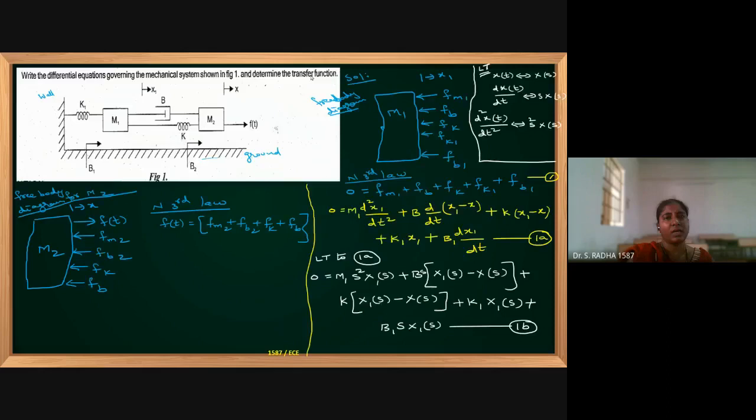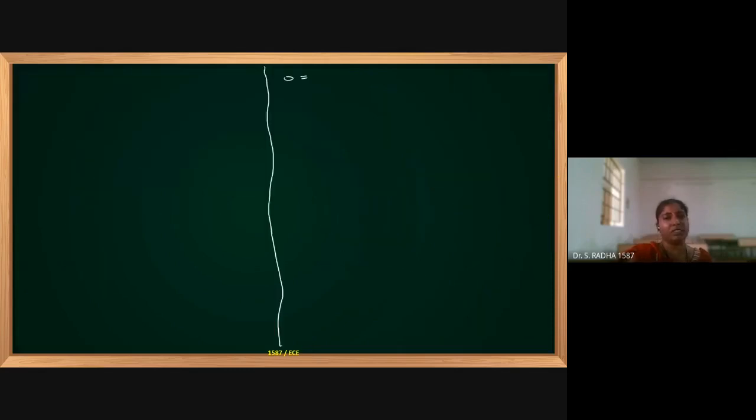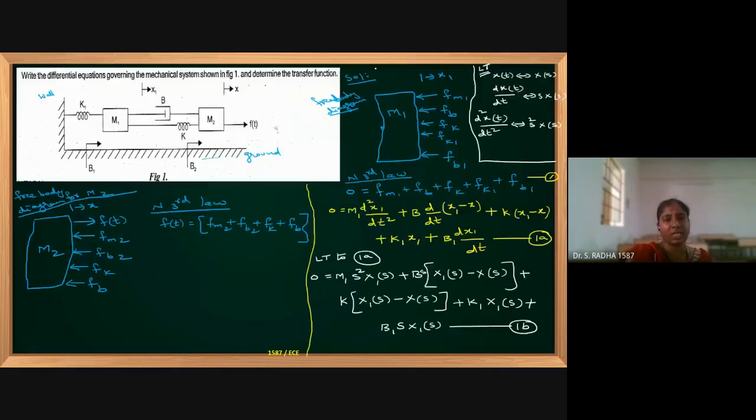Now I will go to this slide. Left side I had 0, and one by one the terms. If you see here, left side I had 0. All x1 terms, here x1 is there, here x1 is there. Okay, m1 s square, then b into s, m1 s square plus b into s. What are the other terms for x1?